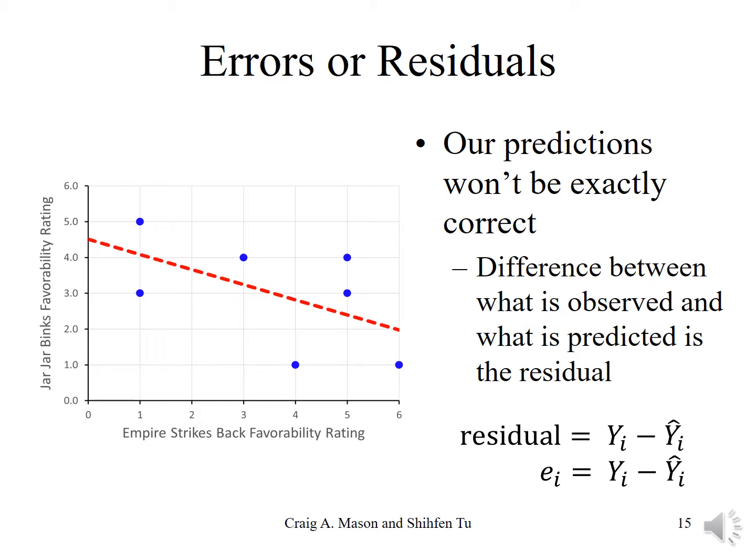Understandably, our predicted scores won't be exactly correct. The difference between reality, the real score someone has, and the predicted score based on the regression equation is called a residual or just an error. Mathematically, we write that as the residual is equal to y sub i, or the observed score for person i, minus y hat sub i, or their predicted score. Y with the little upside down V on top is called y hat. It's just statistical shorthand for the predicted value of y.